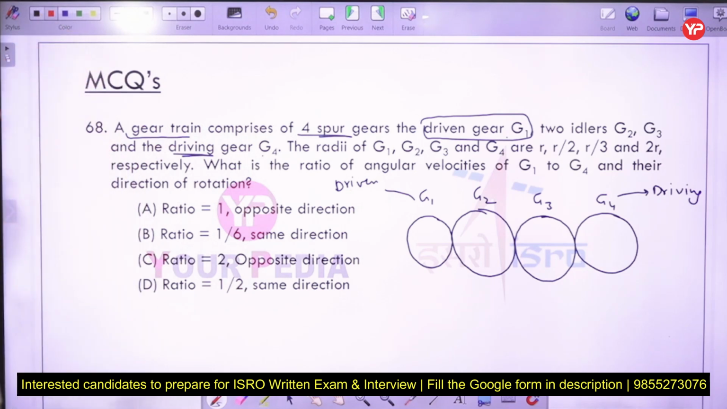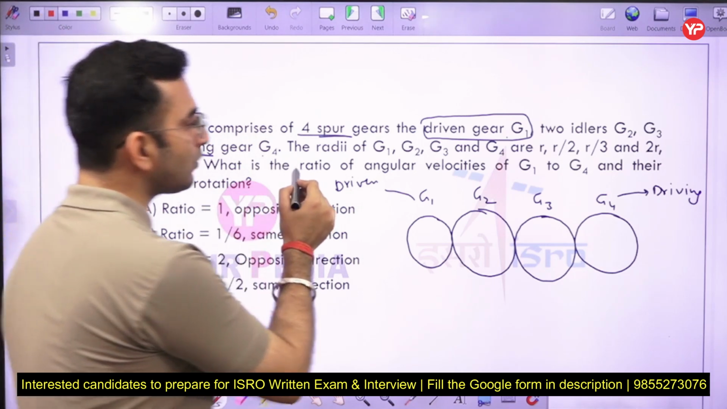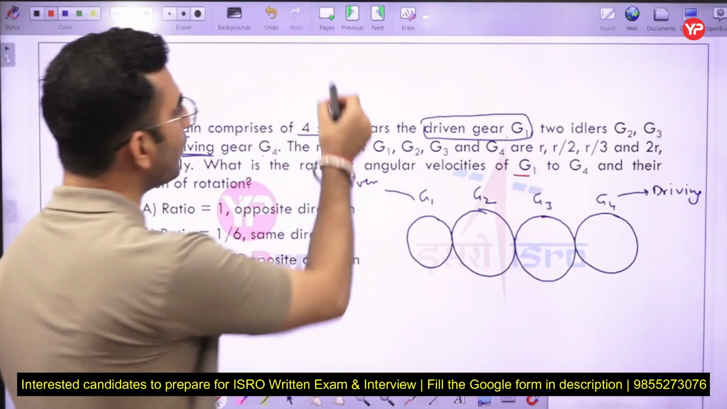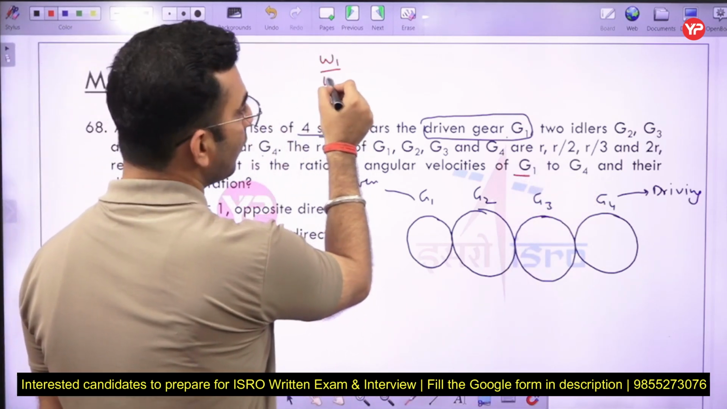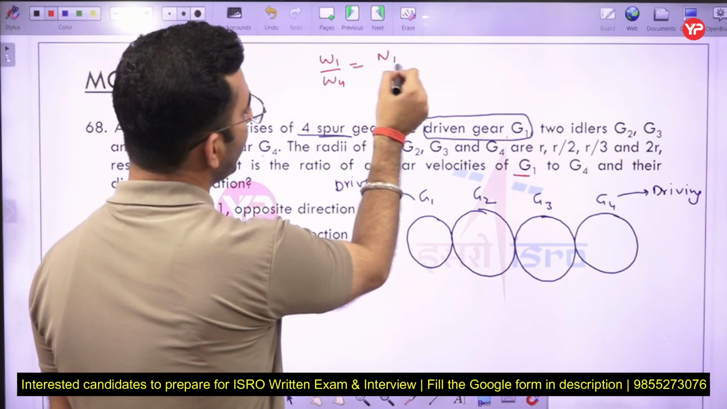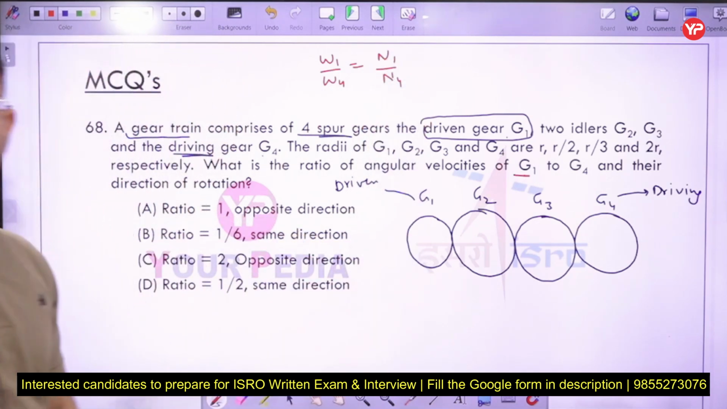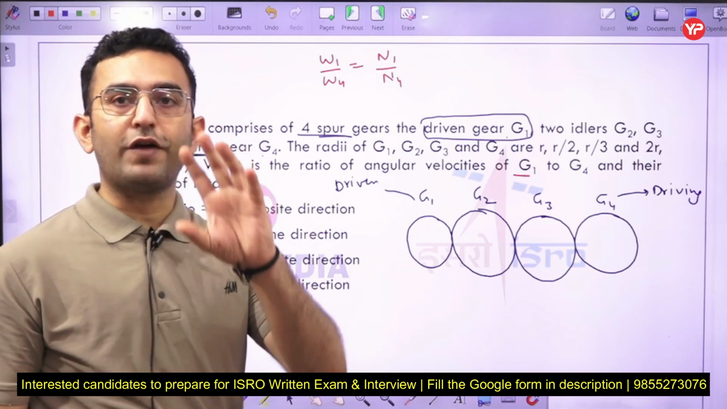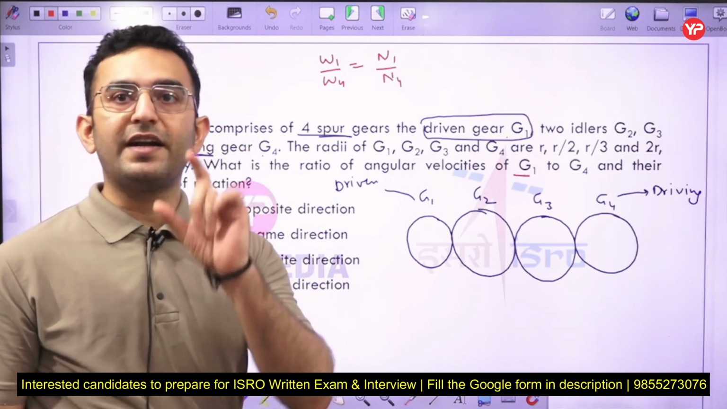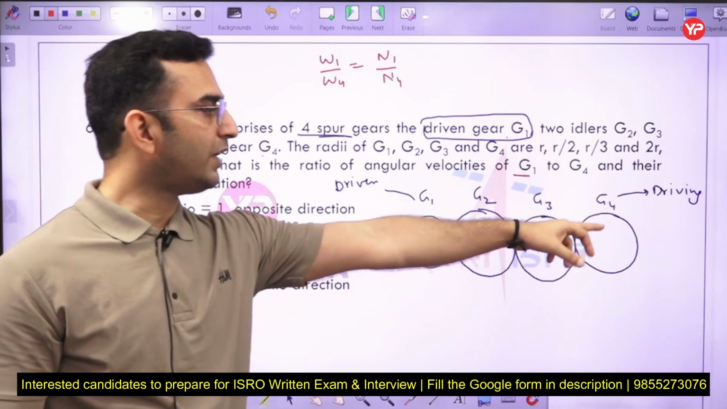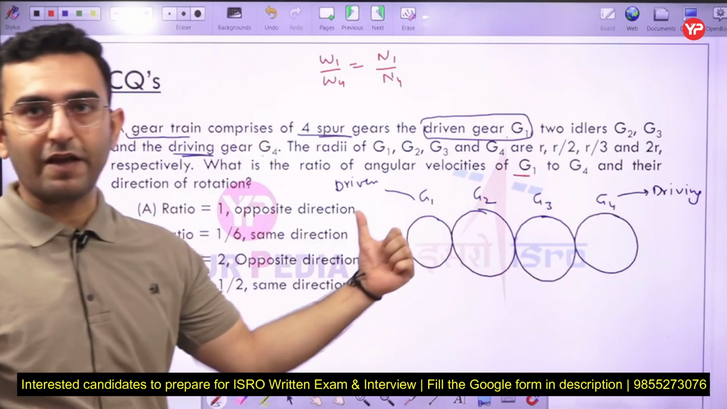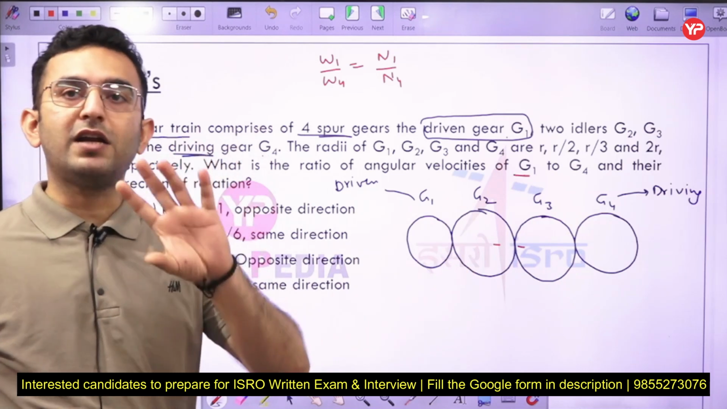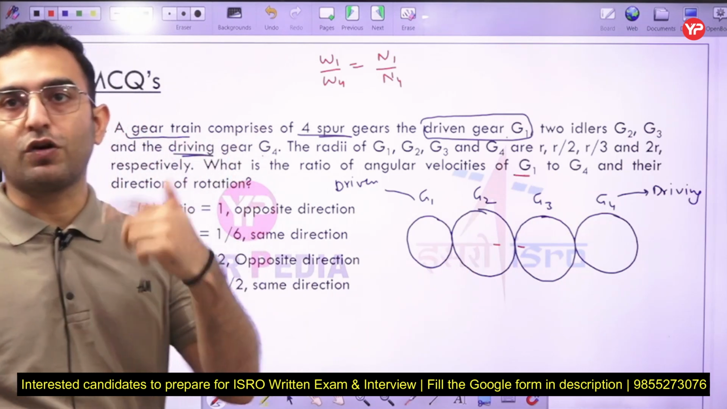Now what do you want to find out? You want to calculate the ratio of the angular velocities of G1 to G4, that is omega 1 by omega 4, which is equal to n1 by n4. Just remember that in a simple gear train, the speed ratio or velocity ratio depends only upon the number of teeth of the driving gear and the driven gear. It does not depend upon the idler gears. The idler gears are there only to change the direction of the motion.